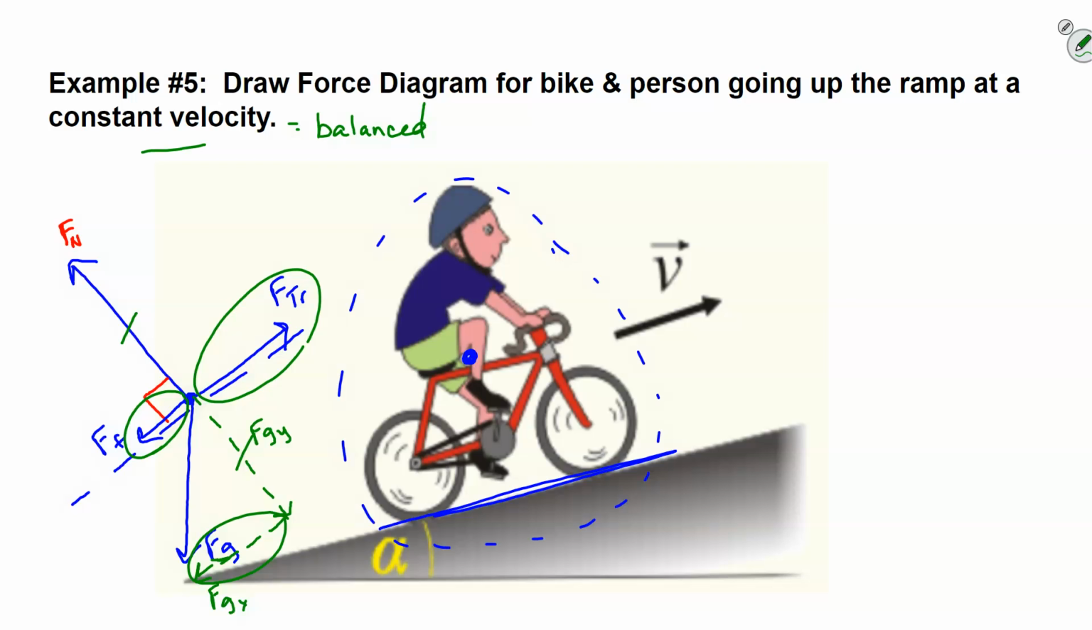Now, usually we only show congruency marks when one force cancels another force. That's why I didn't use congruency marks there, but I did show you that this one plus this one would equal this one.